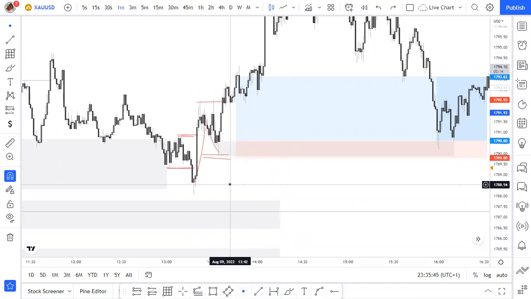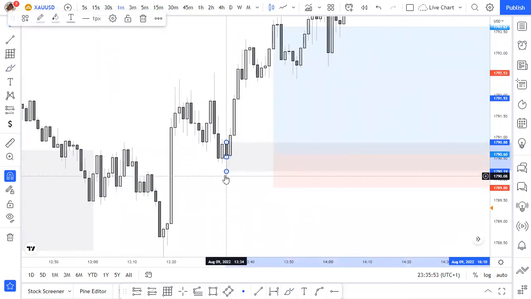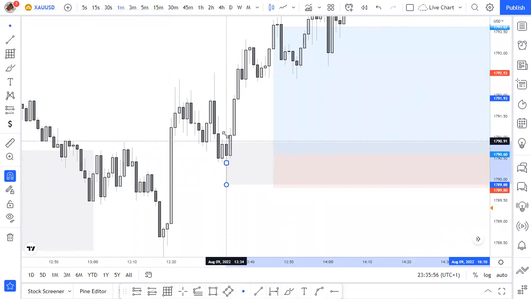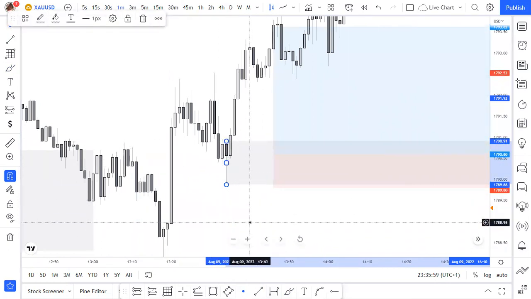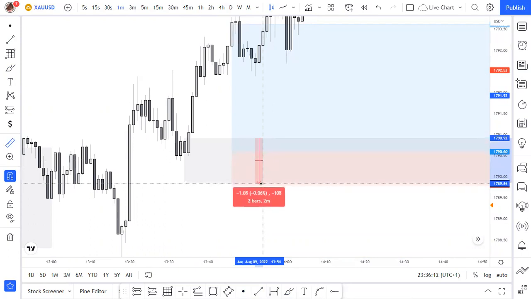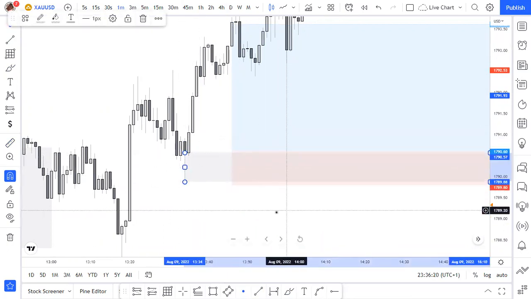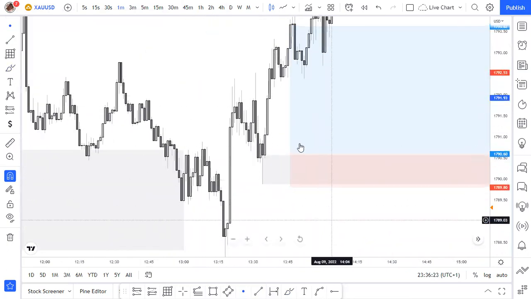So initially I had this as my zone. Let me look at the photo. So this was the engulf candle that I was using. I was using this as my whole zone, but the zone was too big, so I had to just use the wick. We had more wick than body, so I decided to use the wick. This was like 10 pips. I didn't feel comfortable using 10 pips as my stop loss, so I just had to reduce it to the wick. But price didn't pull back immediately.